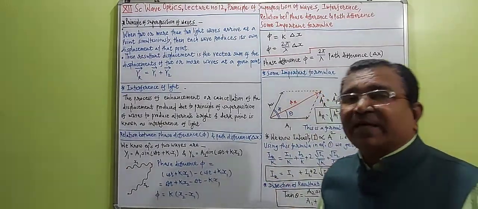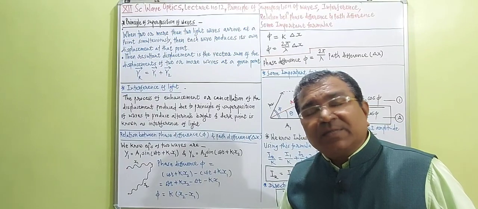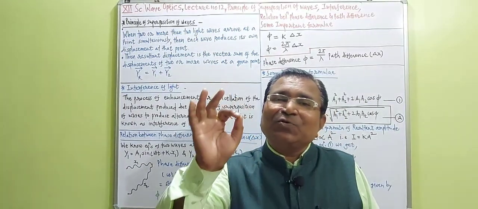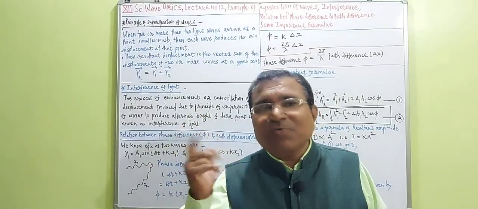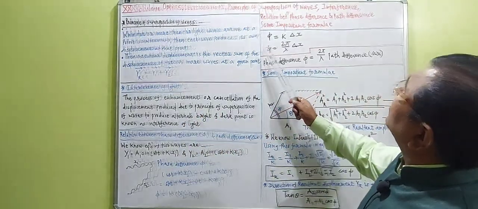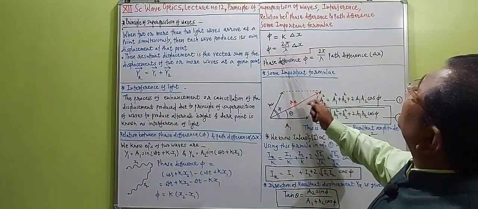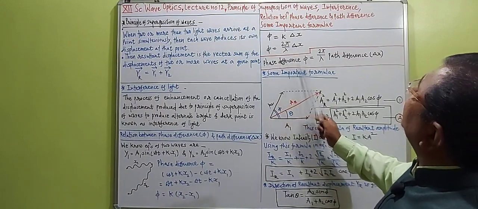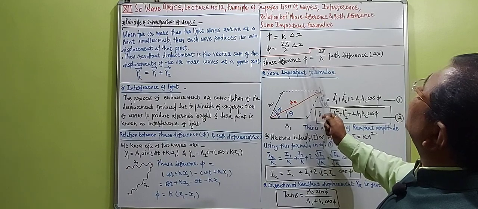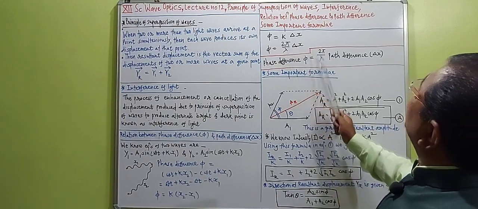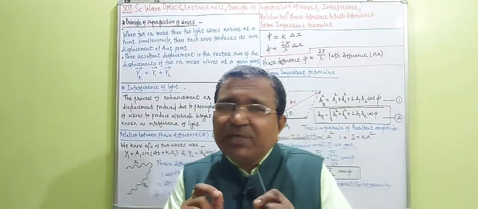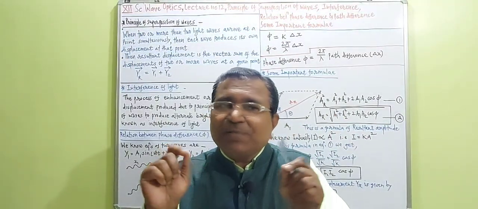What is the value of k? Remember well, the value of k is 2 pi upon lambda, that I have put there, and so we get phi is equal to 2 pi upon lambda into delta x. So phi, the phase difference, is equal to 2 pi upon lambda into the path difference. This is the relation between phase difference and path difference.